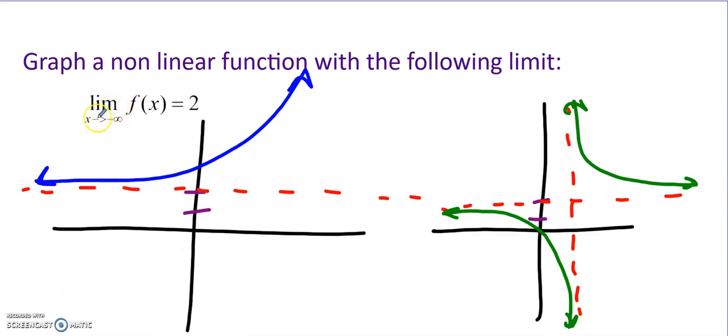Next one. Here the limit as x goes to negative infinity of f of x equals 2. So again, I need a horizontal asymptote at y equals 2 in order to have a limit as x goes to infinity or negative infinity be 2. So here I drew an exponential growth function with a vertical shift of 2, so that as x goes to negative infinity, the horizontal asymptote is y equals 2, which means the limit is 2. Here I drew a rational function with a horizontal asymptote of 2. So again, as x goes to negative infinity, the function approaches a y value of 2.